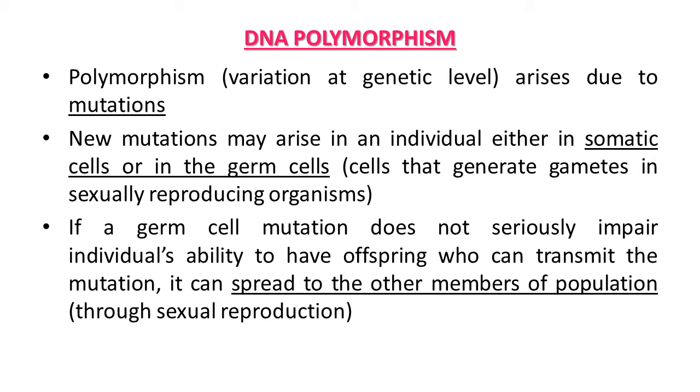Now exactly about DNA polymorphism. If we study this term, polymorphism, and if we talk regarding DNA, it means variation at the genetic level, because DNA is the inheritable material, the genetic material in higher organisms. When we study variation at the genetic level, it is considered a polymorphism, and this polymorphism actually arises due to mutation.